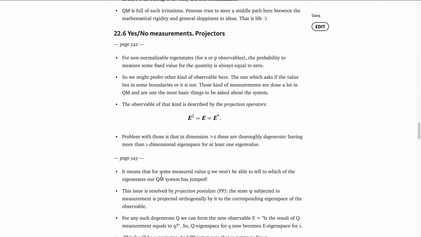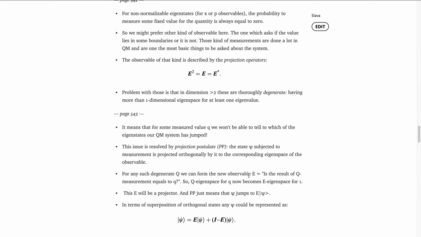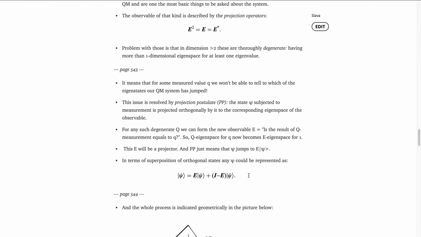So from a practical perspective, it means that for some measured value q, we won't be able to tell to which of the eigenstates our quantum mechanical system has jumped, because our eigenspace is now multidimensional, and it has a lot of vectors inside. And this issue is resolved by postulating the projection postulate, and it states that the state psi subjected to the measurement is projected orthogonally to the corresponding eigenspace of the observable.